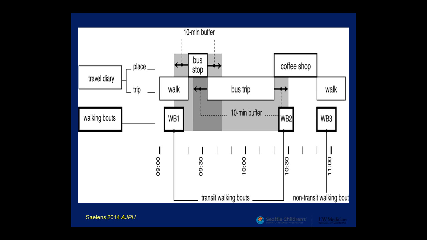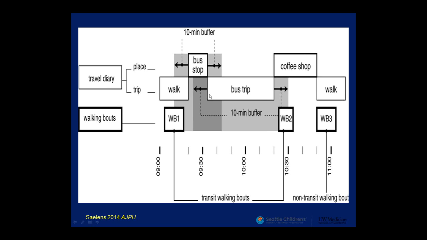One of the things the GPS and the travel diary integration also allows us to get at is an estimate of transit-related walking. If we have walking bouts identified by our GPS and our accelerometry together, we can link that with our travel diary. And when folks report a bus trip or some other transit trip, we can identify whether walking behavior happened before or after that trip, and then assign whether we consider that transit-related walking.